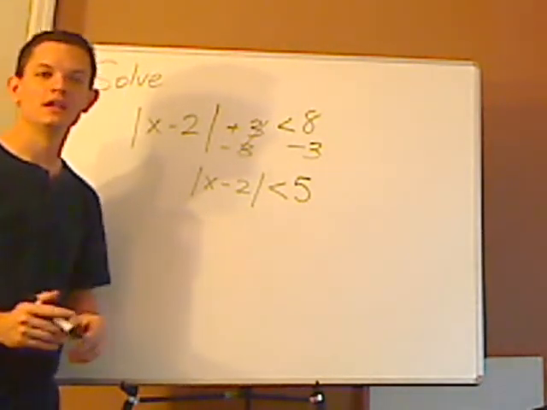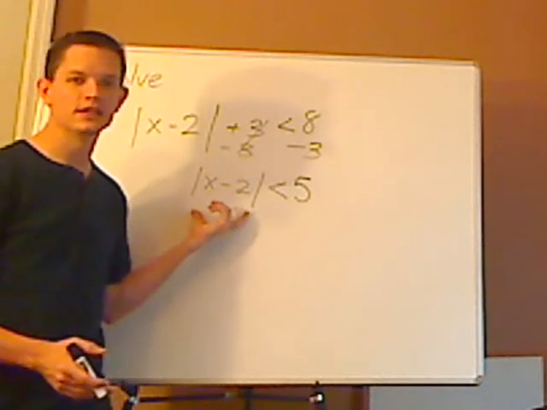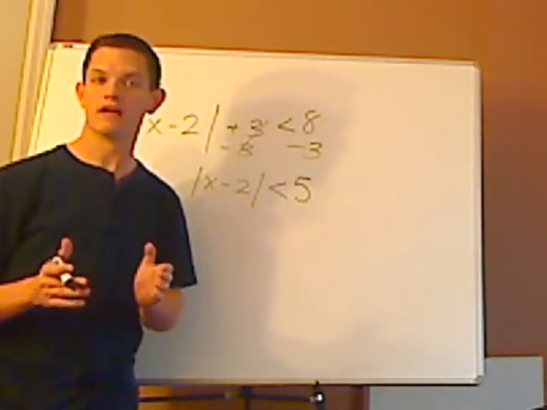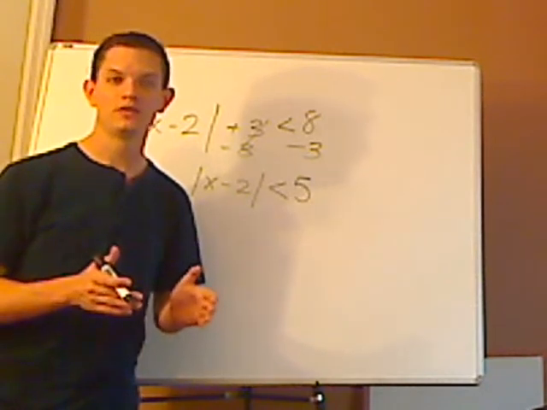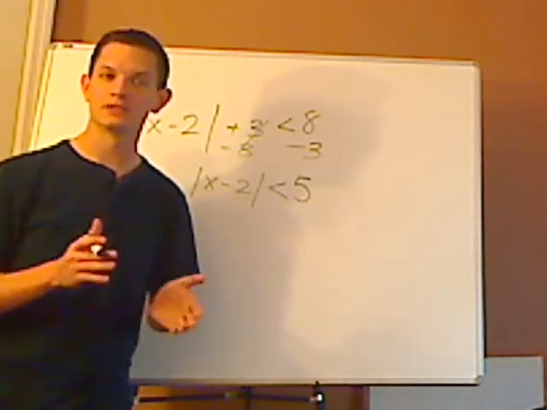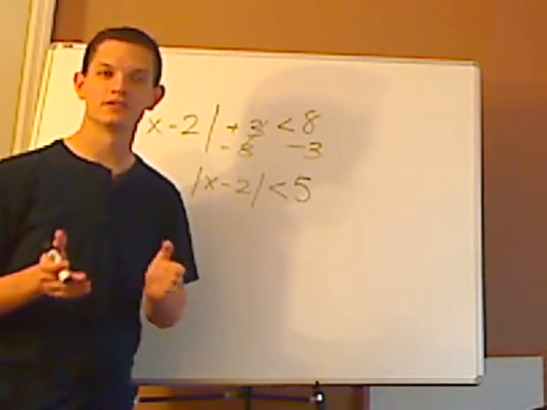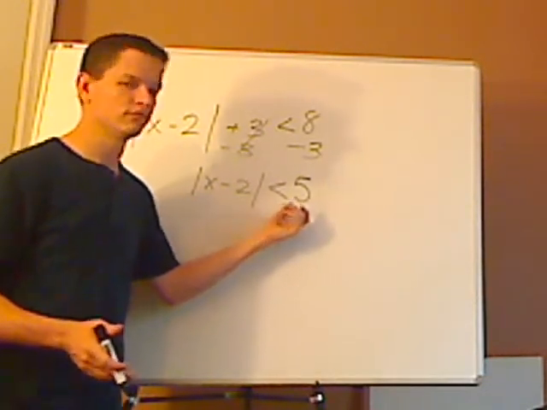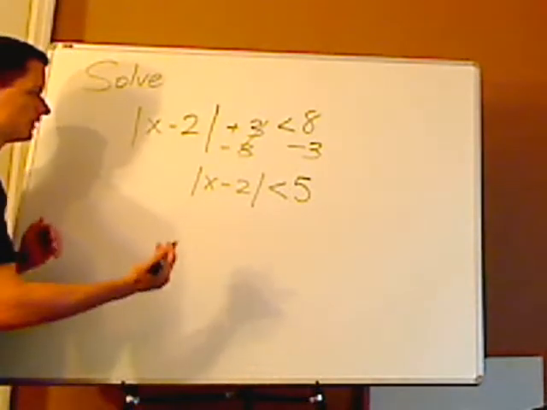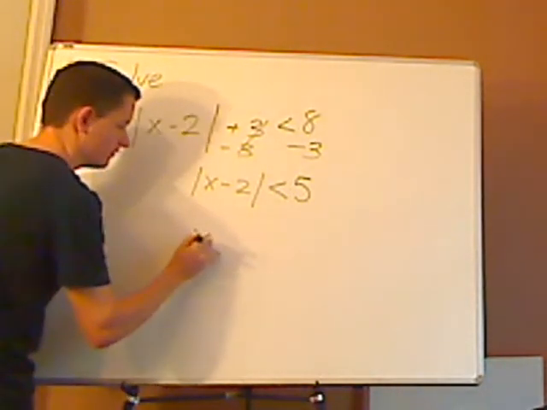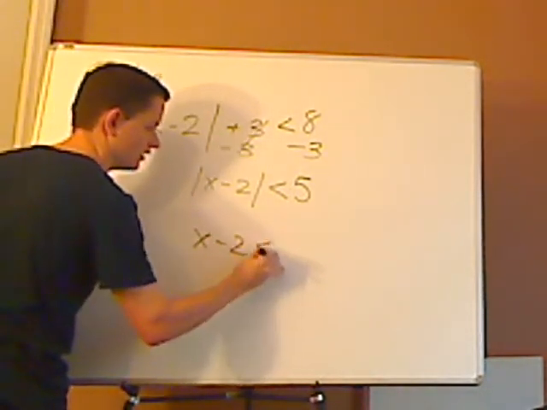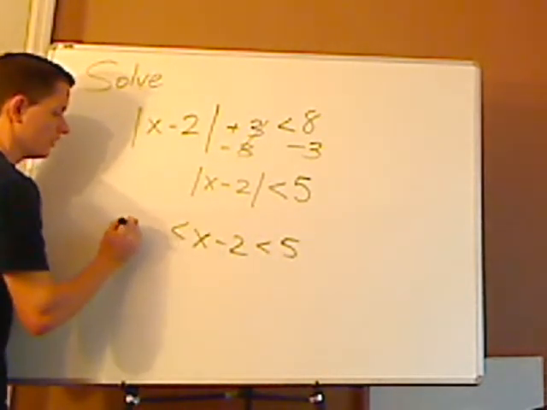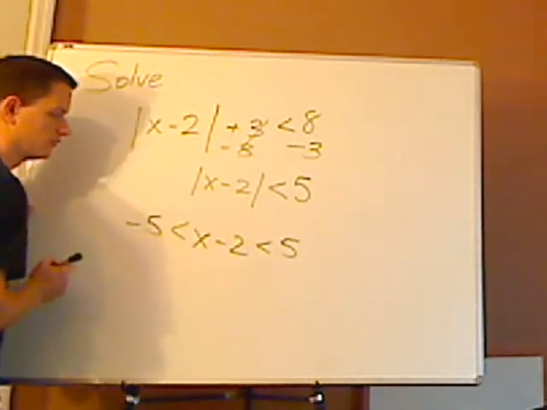Anyways, alright, now when you've isolated the absolute value bars, you want to see what scenario you have. Is it less than or is it greater than? Because depending on what you have, that's the way that you're going to set it up. Here you have less than 5, so it's an in-betweener, right? You have x minus 2 less than 5 like that. On the other end, you're going to have negative 5 less than.